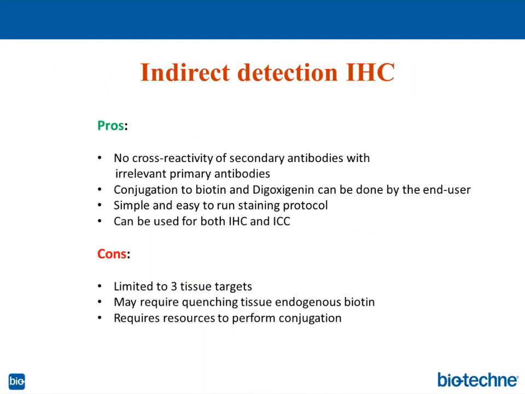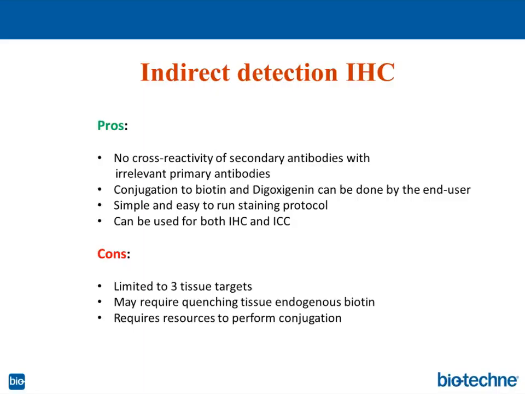Pros of this technique: there's no cross-reactivity of secondary antibodies with irrelevant primary antibodies, because in our second round of incubations, we do not add secondary antibodies against primary antibodies. They are against these small haptens, like biotin and also digoxigenin. Conjugation to biotin and digoxigenin can be done by the end user. There are kits sold by different companies that allow the end user to conjugate these antibodies. The protocol is very simple and easy to run.